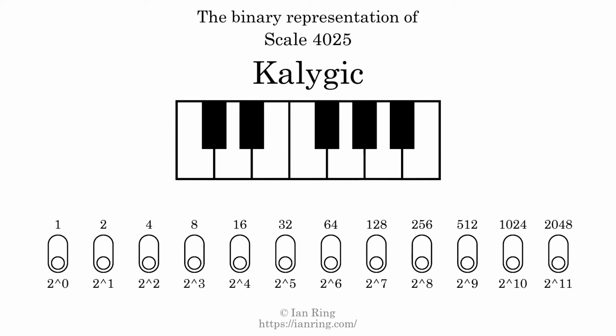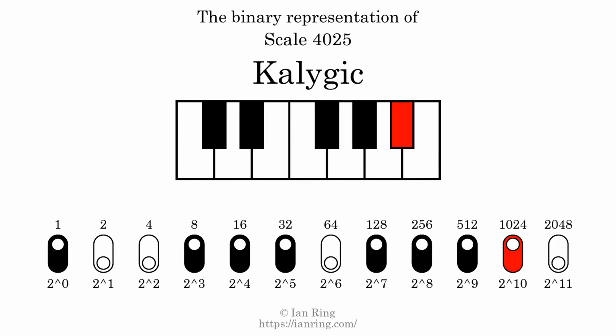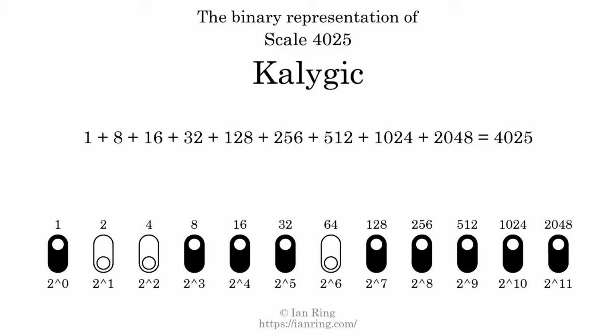The binary representation of this scale is determined by mapping tones of the scale to binary digits. Each binary digit represents a power of 2. To get the scale number, we add the powers of 2 together. The powers of 2 that are present in the scale, all added together, equals 4025. That is why the scale number, in decimal, is 4025.